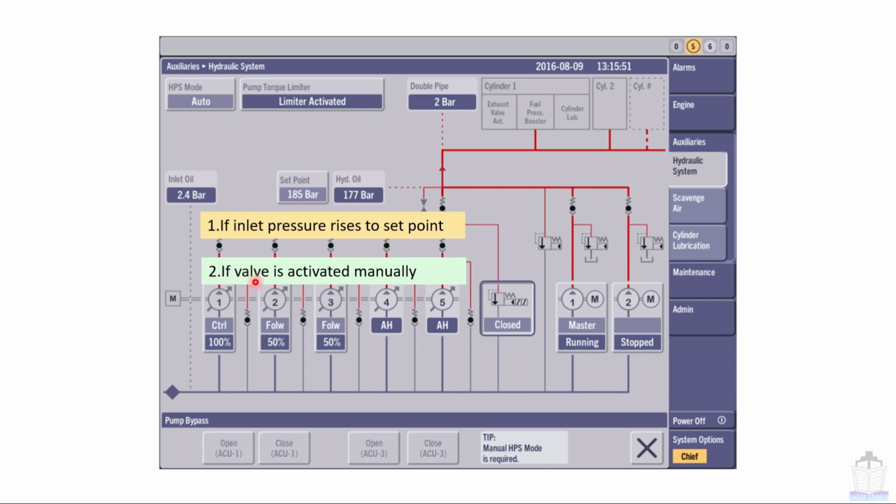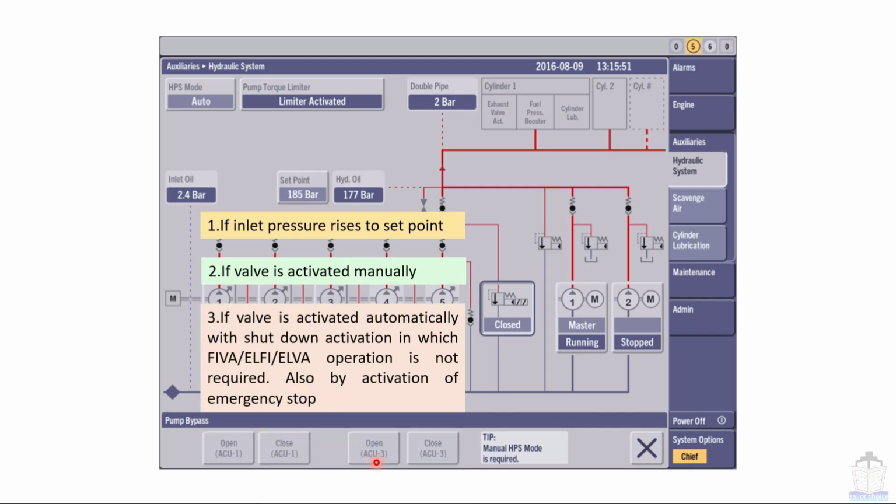Next, if valve is activated manually. This valve you can activate manually also. Here you can see there are two lines, that means there are two solenoid valves which are electrically driven. One solenoid valve is operated from the SU1 and another solenoid valve is operated through SU3. So you can operate manually from SU1 as well as from SU3. I will show with the help of video how you will do that.